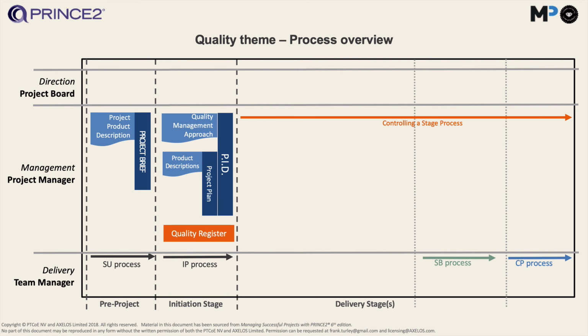And then we can create or start creating the quality register. And that can be done at the same time. As soon as you have a product description, you can put the name of it into the quality register, and you can also add which stage it is going to be created in, if you already know it, and when any quality checks have to take place, of course.